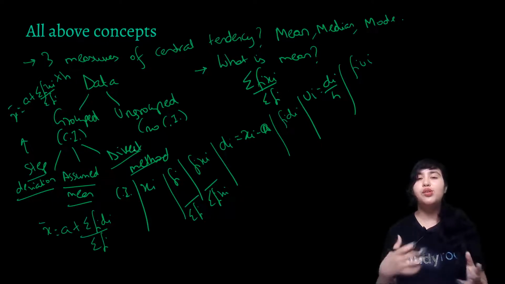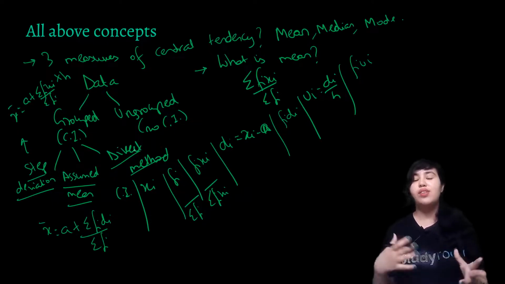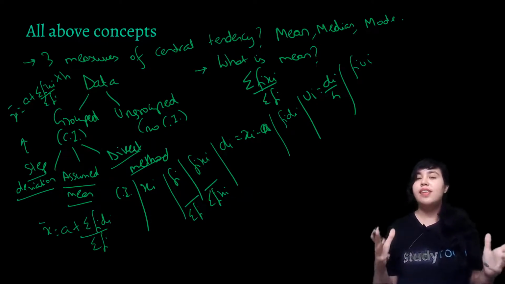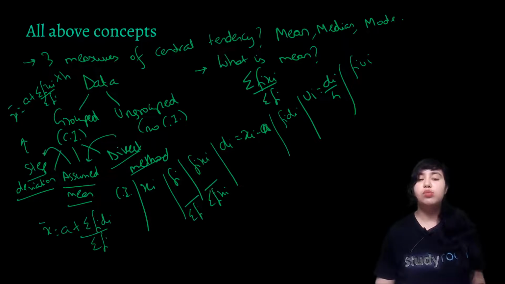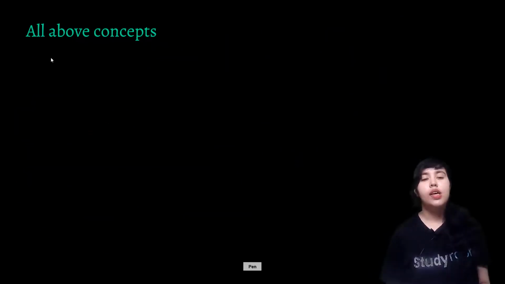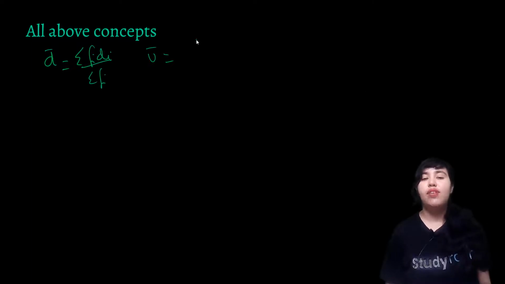So now you should be able to answer why we are grouping data, because if we are having enormous amount of data, then we need to have some sort of organization in it to simplify our calculations. And then why do we move from direct to assumed and assumed to step deviation method? Because that simplifies the product calculations which we are having. So it's easier to calculate fi ui than fi di than fi xi. So then we know what x bar is. How do you write d bar and how do you write u bar? This is summation fi di upon summation fi, and this is summation fi ui upon summation fi.